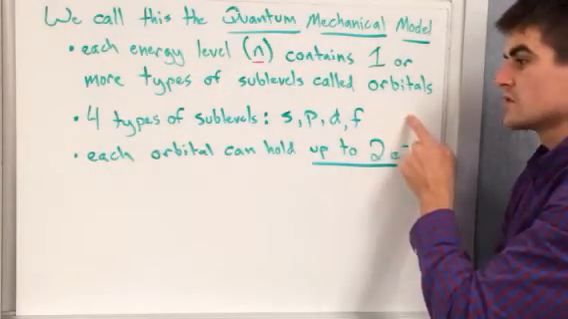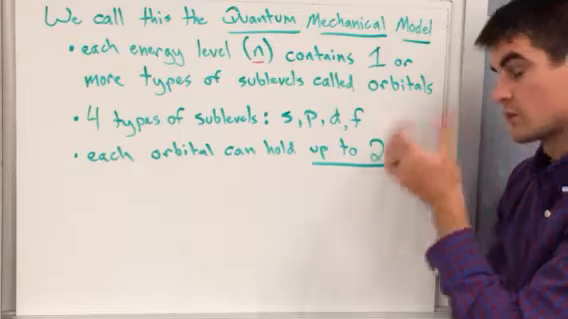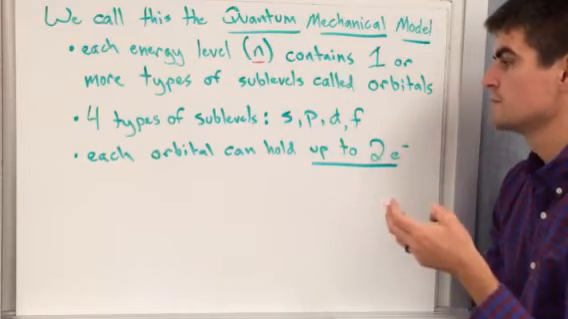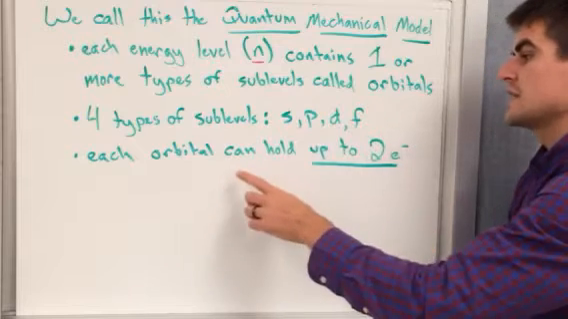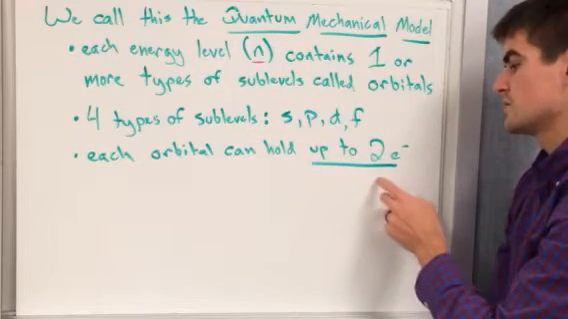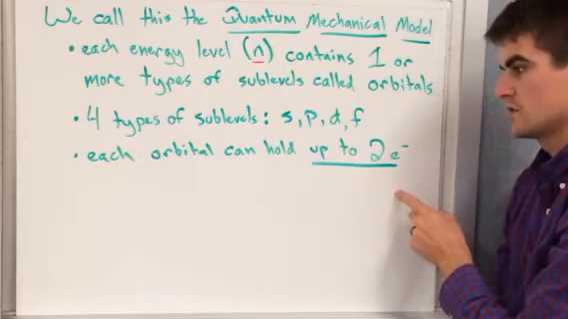But these sublevels, there are four types of orbitals, if you want to think of them that way: s, p, d, and f. And each orbital can hold up to 2 electrons.